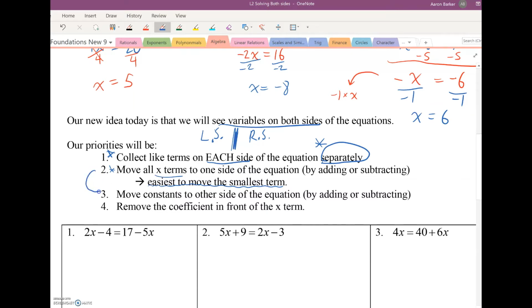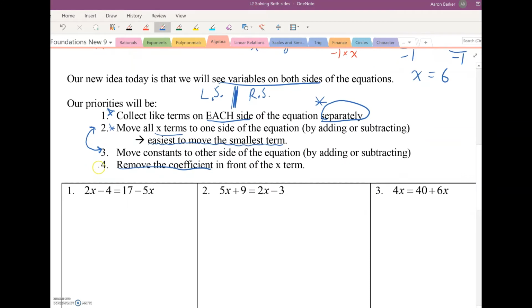Now you can do these in opposite order. That doesn't matter. You don't always have to move x terms first. And the last step is to remove the coefficient in front of the x term. That is always, always last. Just like the onion layer, peeling it off, this has to get removed at the end.